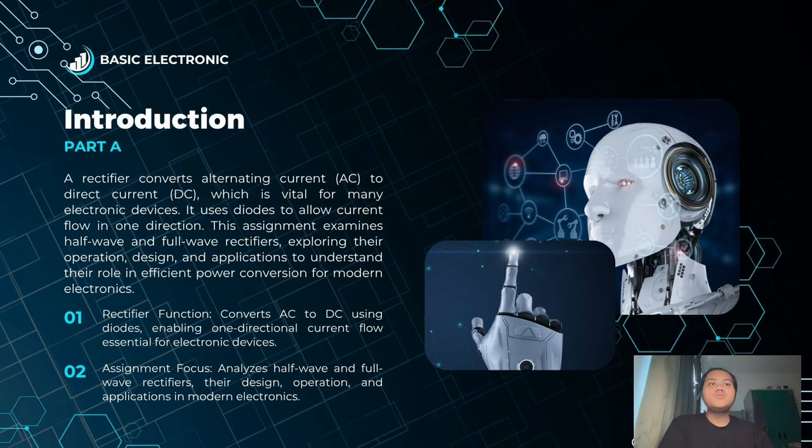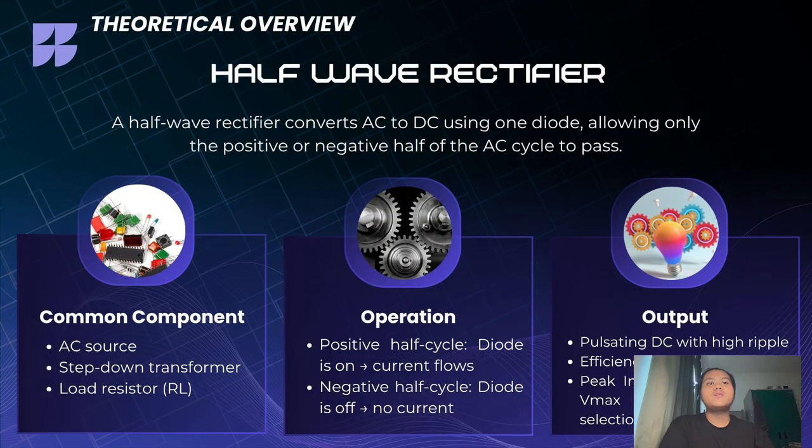This assignment explores two main types of rectifier. The first one is the half wave, and the second one is full wave rectifiers. It looks at how they work, how they are designed, and where they are used. The goal is to understand their role in modern electronics, where efficient power conversion is key to better performance and technology development. So I want to explain the theoretical overview of half wave rectifier.